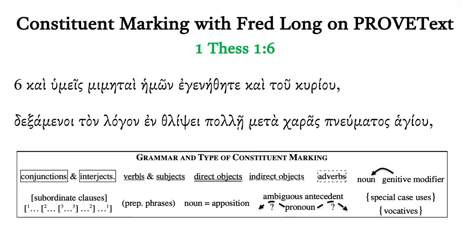So, kai humeis mimētai hēmōn egenēthēte kai tou kyriou, dexamenoi ton logon en thlipsei pollē meta charas pneumatos hagiou. All right, so I'm going to start by looking at connectors. Okay, kai, and. Now this, I think, is indeed the first connector, initial conjunction in the text.